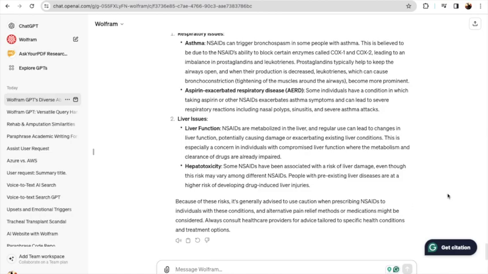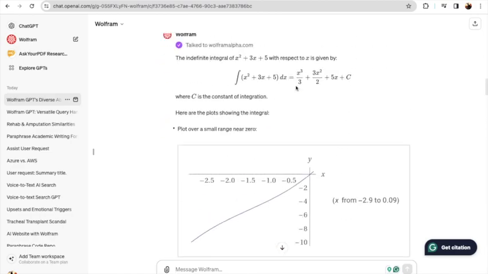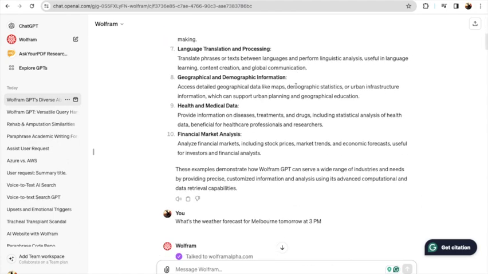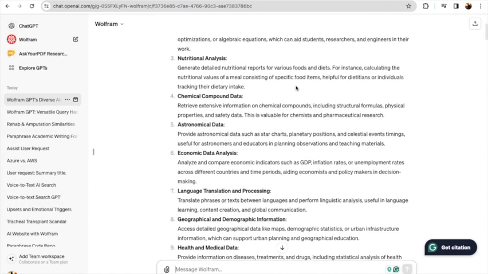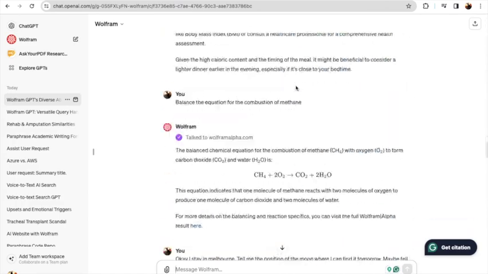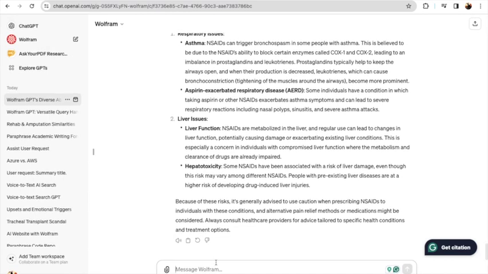Good. Okay, that was pretty good. And health and medical data, financial market, and I think we just got the financial market analysis. That's pretty good. But one more thing that I also noticed is that generically Wolfram does a good job at answering specific questions. It wouldn't do a great job if I asked it to write a joke or a poem.